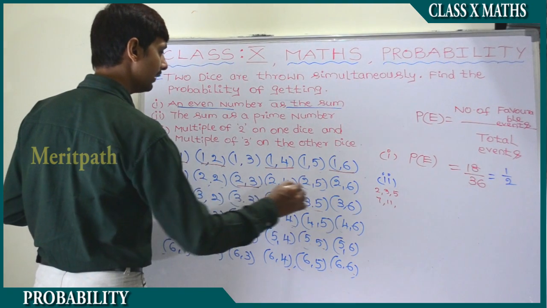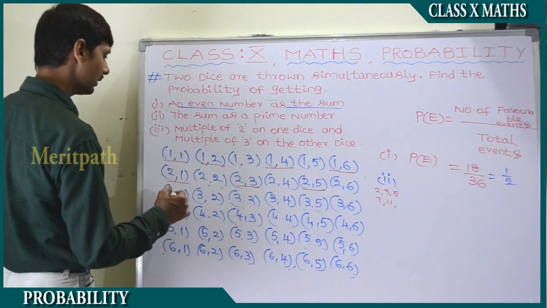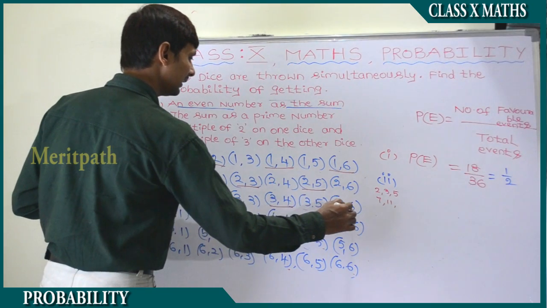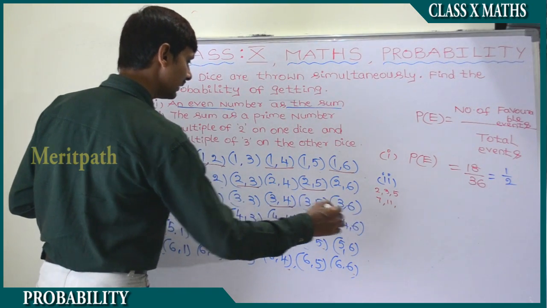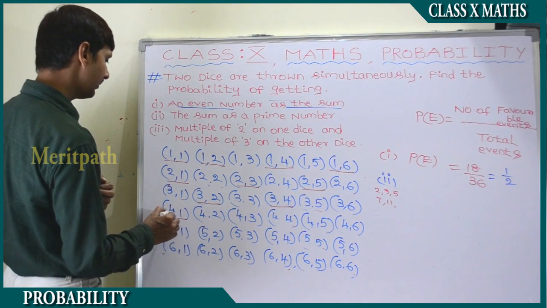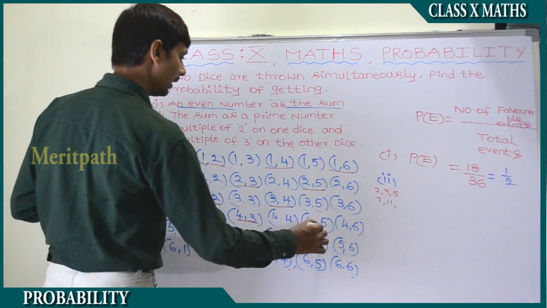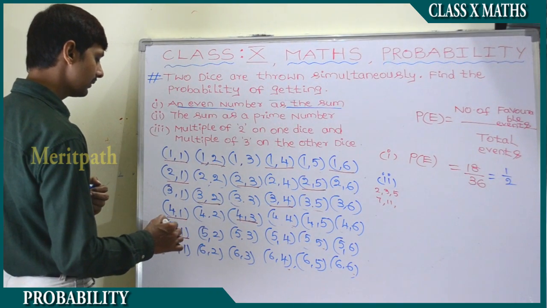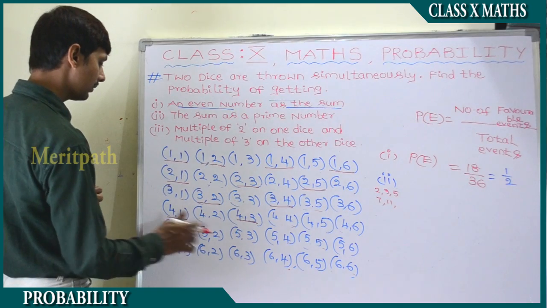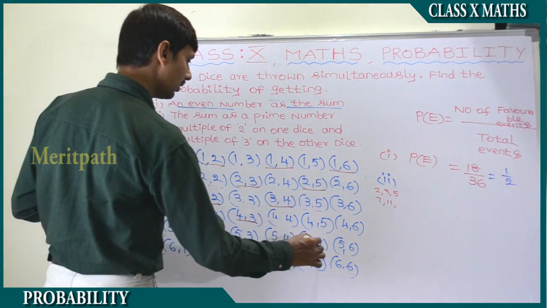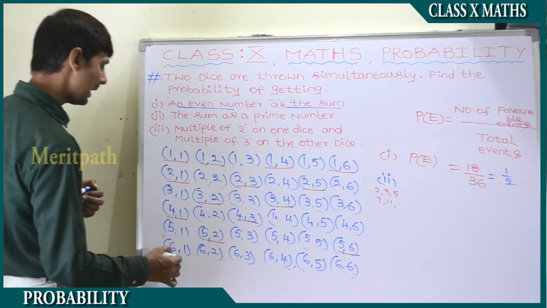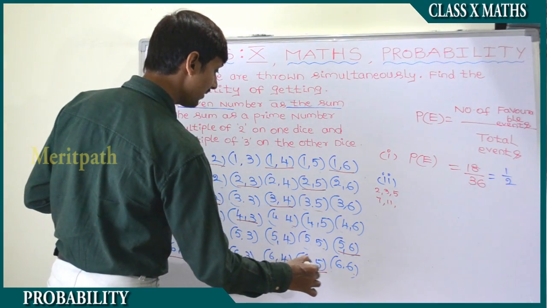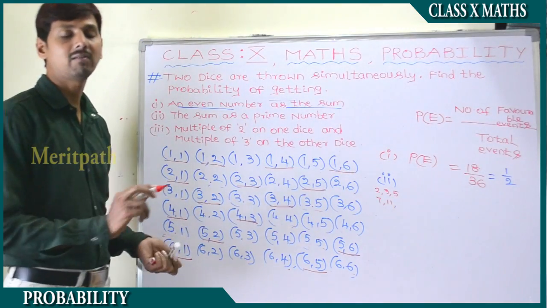And 2, 3, 5, 2, 5, 7. And next one 3, 2, 5, 3, 4, 7. And then next 3, 5, 8, 9 is not a prime number. And 5 is a prime number. 4, 3, 7. And 4, 5, 9. 4, 6, 10. 5, 1 is 6, not a prime number. 5, 2, 7. And 5, 6, 11, and 6, 1, 7, and 6, 5, 11, and 6 plus 6 is 12, not a prime number.